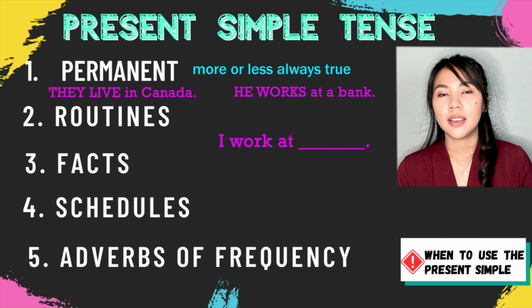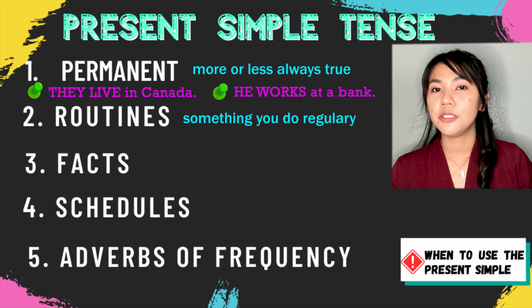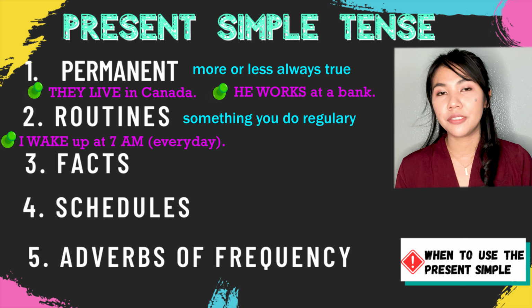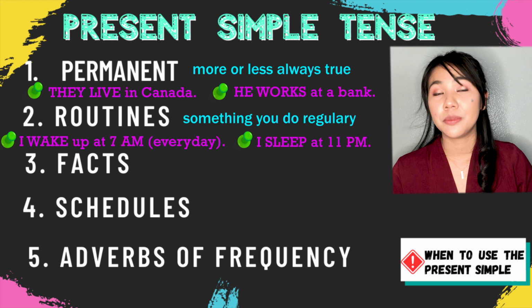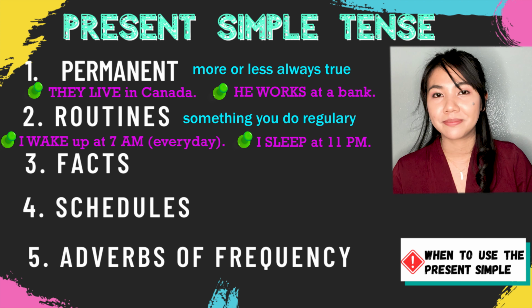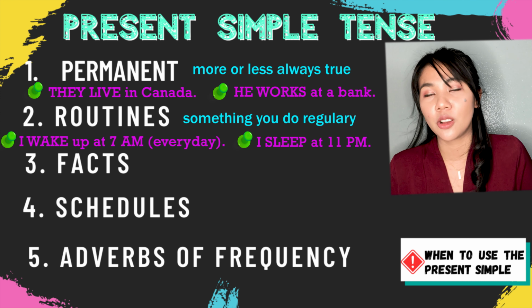It's that simple. Another situation that we can use the present simple tense is when we talk about routines. What's a routine? A routine is something that you do regularly. For example, I wake up at 7 a.m. every day. You can remove the words every day. It is still considered present simple tense because it talks about a routine. Another example, I sleep at 11 p.m. This means that I always sleep at 11 p.m. So it's a routine. The verbs wake and sleep are both in present simple tense because they talk about a regular activity, a routine.